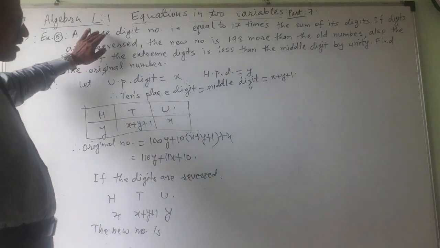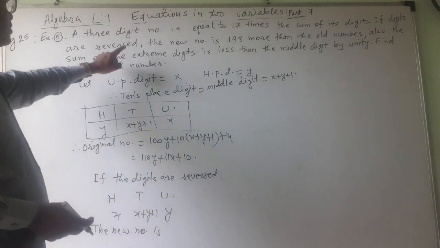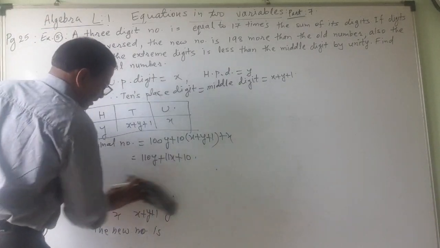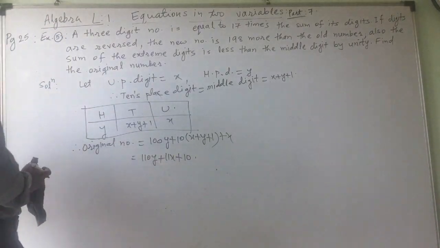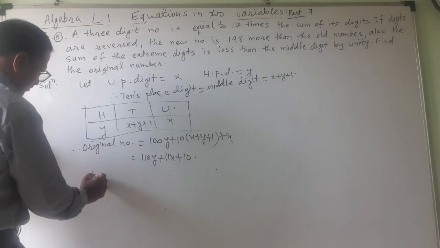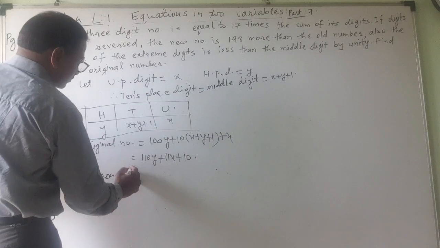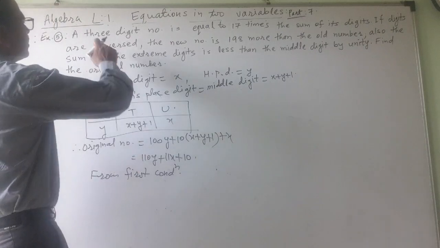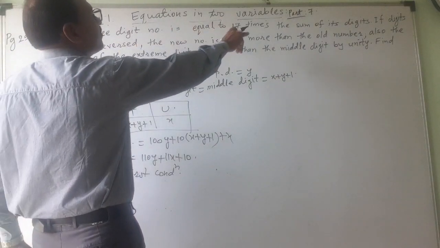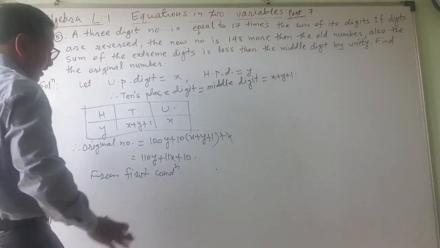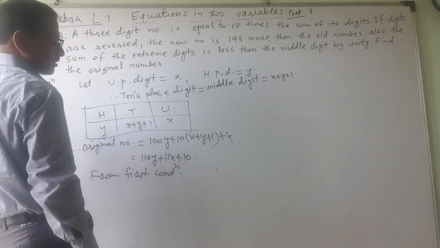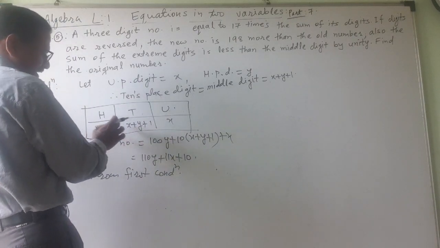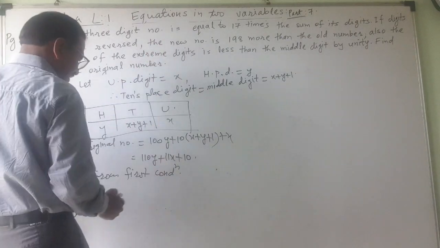Before that, there is one condition that we have to find from the first condition. First we will do the first equation and then we will come to this. From the first condition, the three-digit number is equal to 17 times the sum of the digits. This is the three-digit number. This is equal to 17 times the sum of these three digits, this plus this plus this, and 17 times.